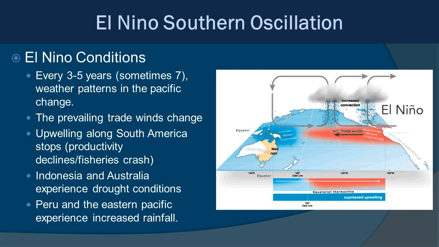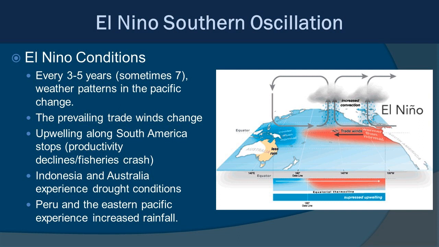Now, periodically, about every 3 to 5 years, sometimes up to 7, weather patterns in the Pacific change. Essentially, it's the trade winds that change, effectively shutting down the upwelling along the Pacific coast of South America. This change in wind patterns also stops the moisture from making it all the way over to Australia and Indonesia, putting them into extreme drought conditions. On the flip side, Peru and the Eastern Pacific get a lot more rain.